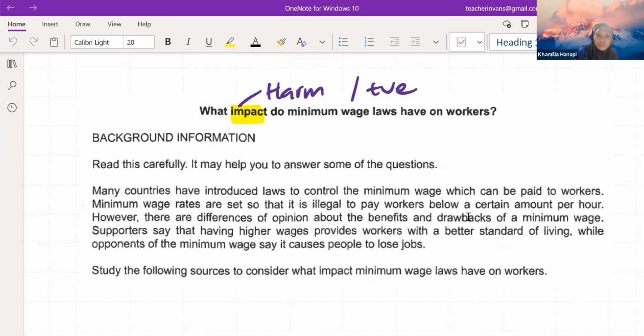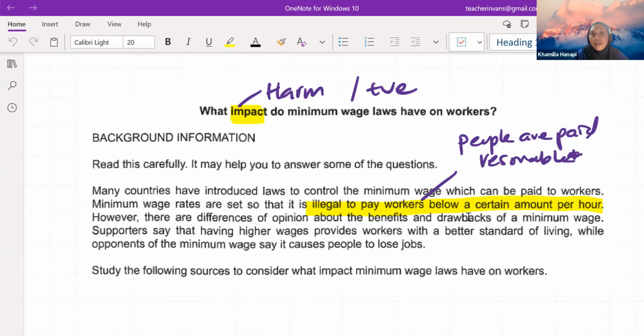Okay. So it says here that minimum wage rates are set so that it is illegal to pay workers below a certain amount per hour. That means the simple definition is I must make sure that people are paid reasonably. Okay, reasonable. Because why? Because unfortunately there are people who are not paid a certain amount. Okay, you cannot pay someone just 50 cents for an entire day. There must be a minimum wage. So it can be, for example, that the minimum wage of a person who cleans the dishes must be $6.50 per hour. You cannot pay that person less because it doesn't make sense. It's someone's labor, someone's hard work.